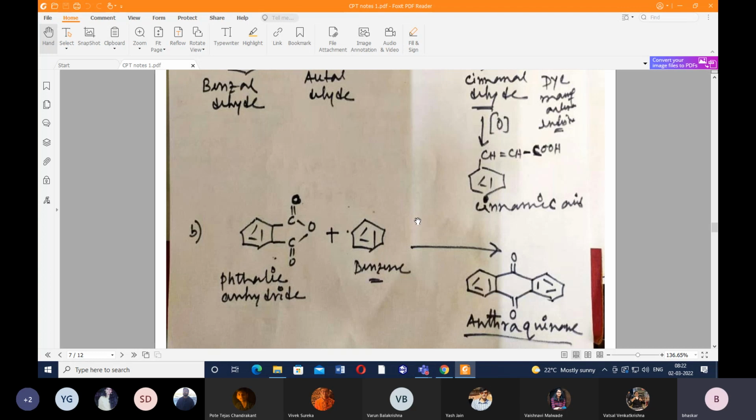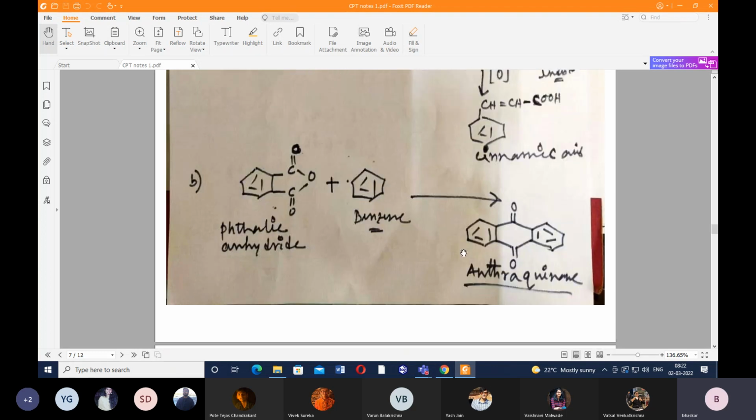So it interacts with benzene, producing this kind of complicated structure. So what is the name of this compound? This compound is basically anthraquinone. Okay, so this reaction is also not that difficult.